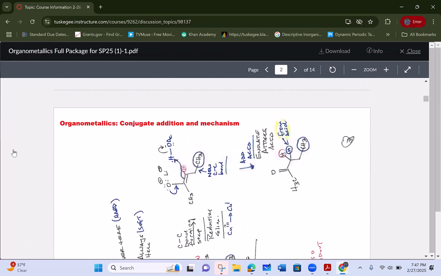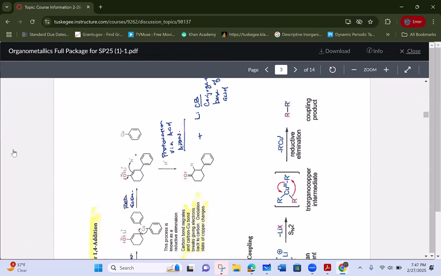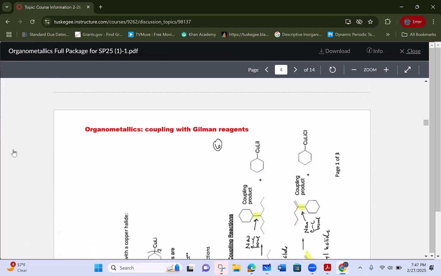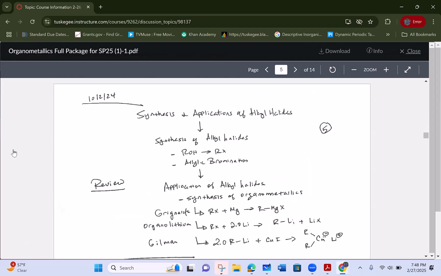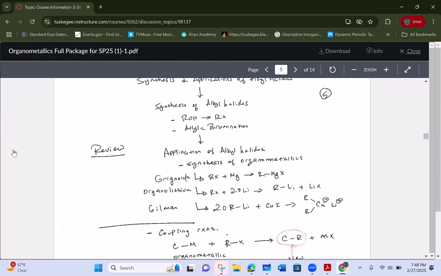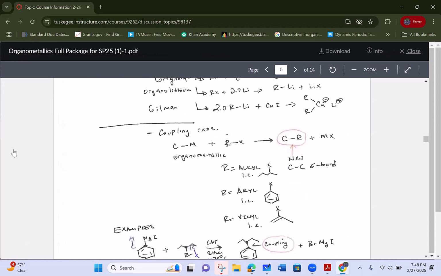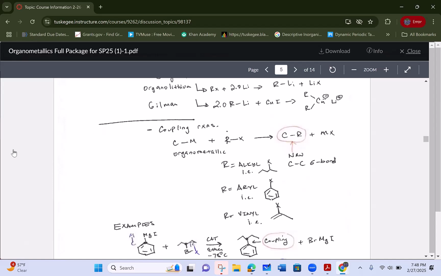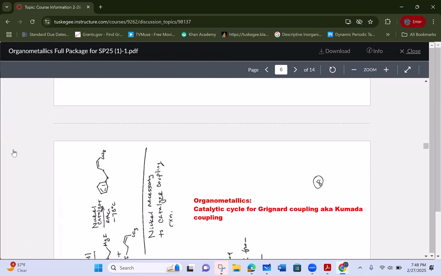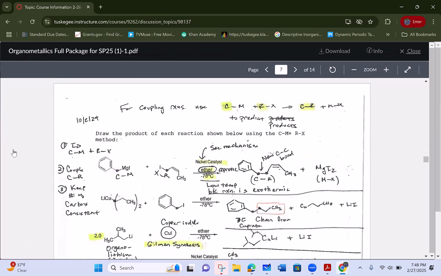So this page has the conjugate addition with the mechanism, and I had another page that's the Gilman section. Then here's another overview of the different types of organometallics and how to make them. Right, so the Grignard, the organolithium, and the Gilman, and then there's a short, generic section on coupling in here too. But we don't need to talk about that, unless y'all have questions about it.